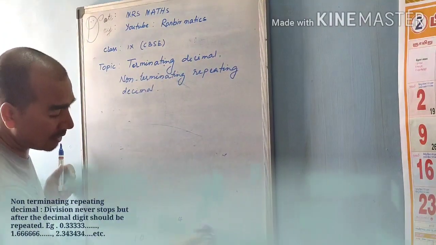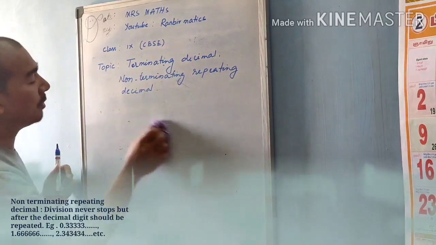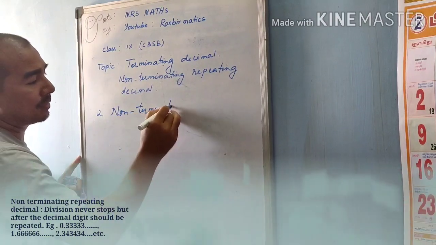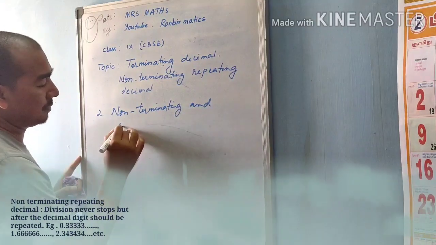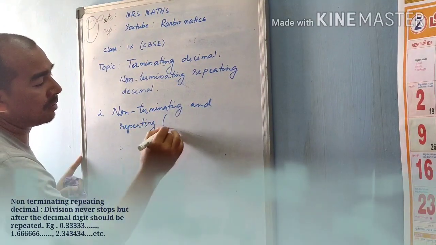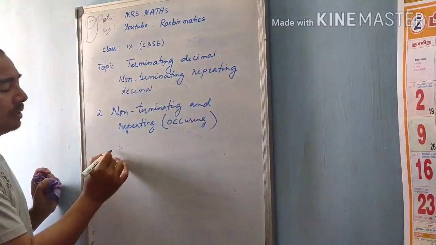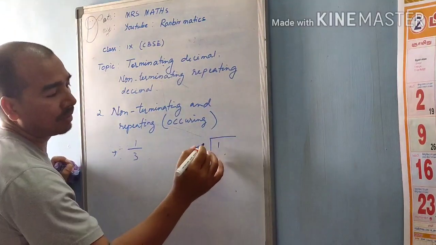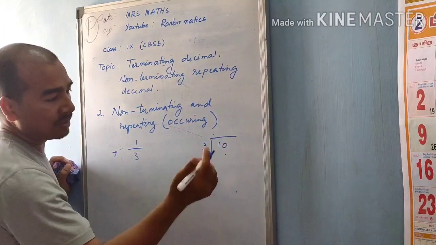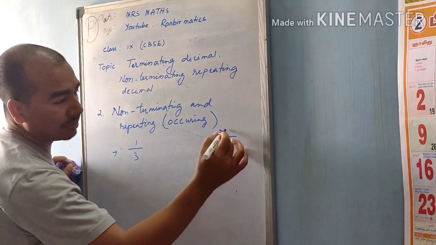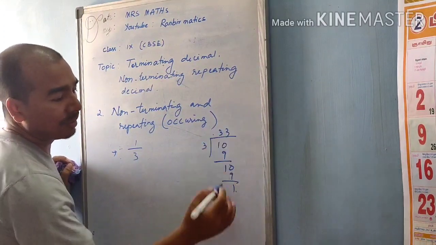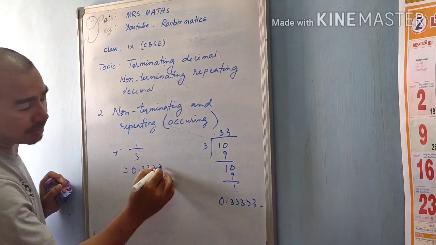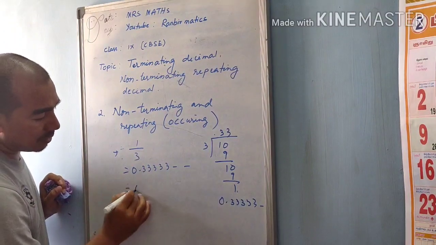Next one, non-terminating repeating decimal. It is just the opposite. Second one is non-terminating and repeating. Repeating, sometimes we call it recurring. For example, I divide 1 by 3. 3 threes are 9, again remainder 1, again remainder 1. So it will go on, 0.3333 going on. It can be written as 0.333333 going on.